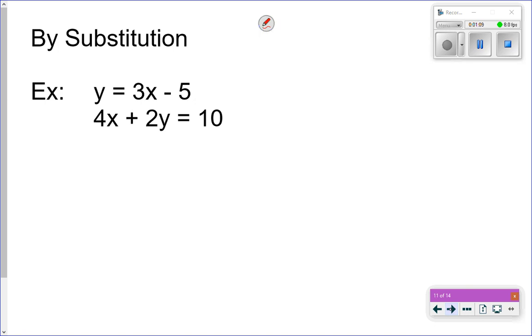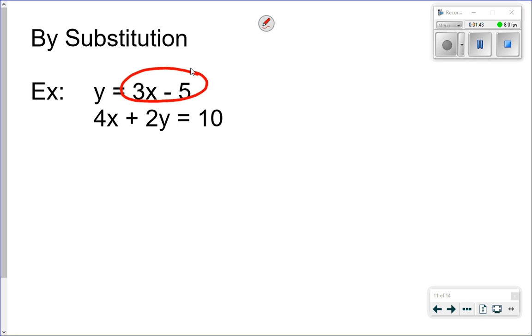So our first example says solve by substitution. I have y equals 3x minus 5 and 4x plus 2y equals 10. Step 1 on the step sheet says to find an equation that looks like x equals or y equals. I have that because the top equation is y equals 3x minus 5. So I can move on to step 2. It says circle everything after the equal sign. So I'm going to circle 3x minus 5, and that is the blob.